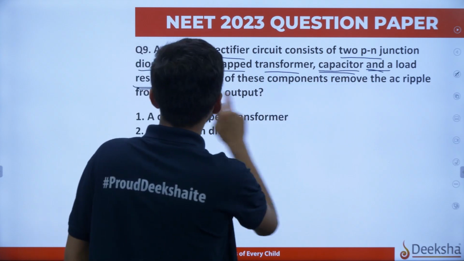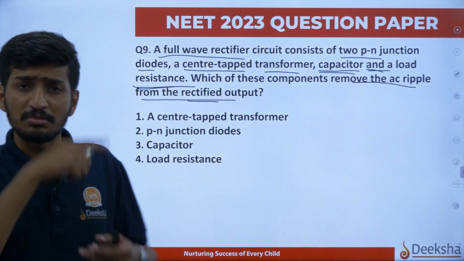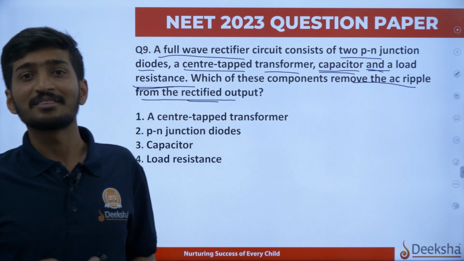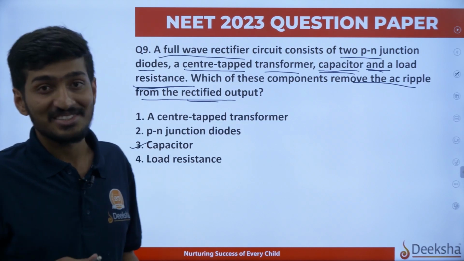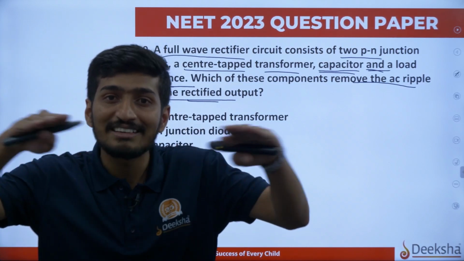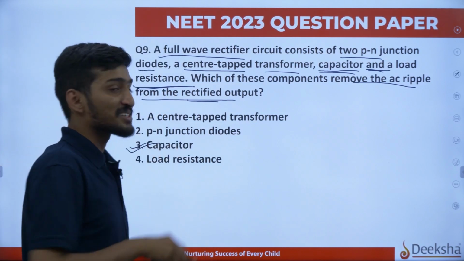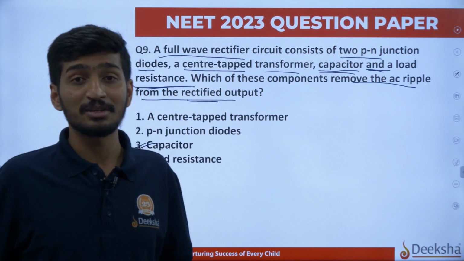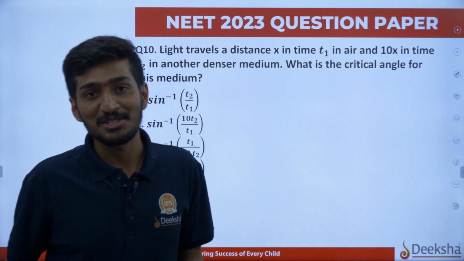Which of these components removes the AC ripple from the rectified output? Ripple, or that crest and trough that you see. Who removes that? Well, this is a theoretical question. Capacitor does. The capacitor's job is to flatten out that curve, isn't it? So the answer for this question should be capacitor. Simple enough. If you have read the chapter before, you should know the answer for this question. Moving on.